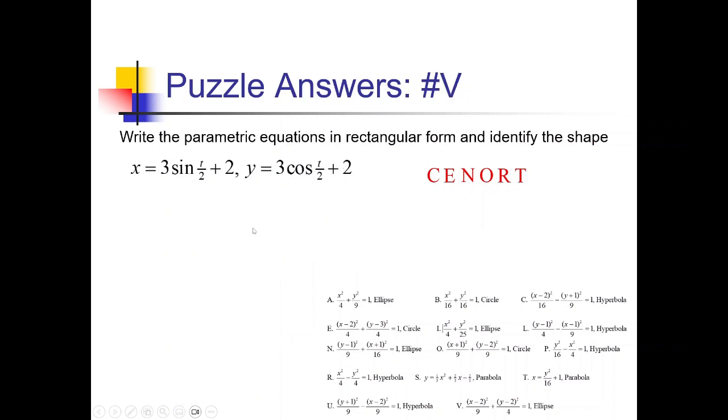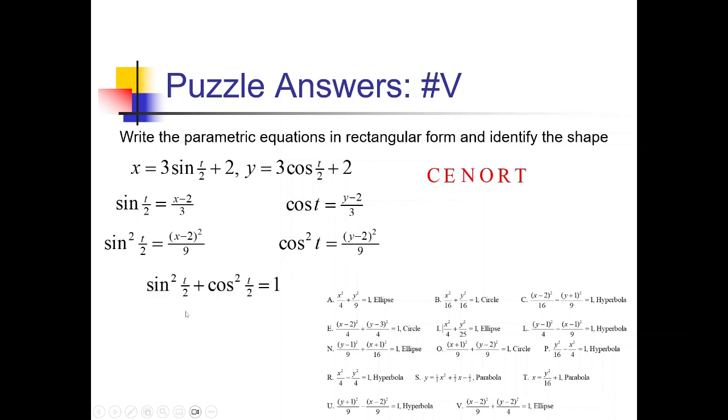So here we go with the last problem they've given us. We're going to isolate these trig functions and square them. So we have x minus 2 over 3 equaling sine. Squaring all that, we have sine squared equals x minus 2 squared over 9. For this next one, I'm going to subtract 2 and divide by 3 to get cosine alone. So cosine equals y minus 2, all divided by 3. Then squaring that, we have cosine squared equals y minus 2 squared over 9.